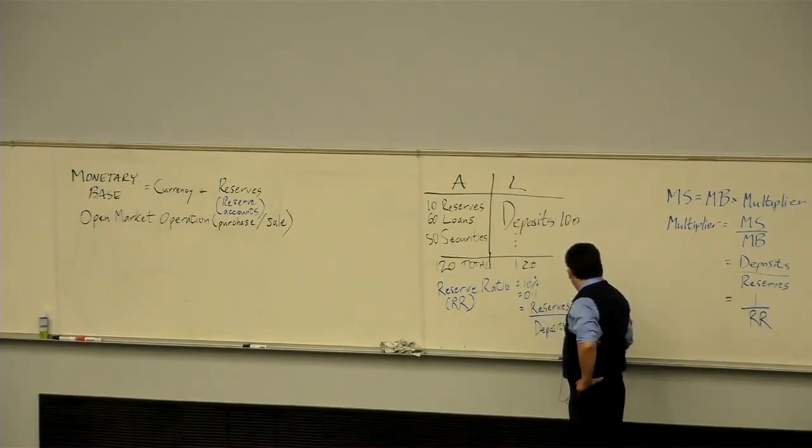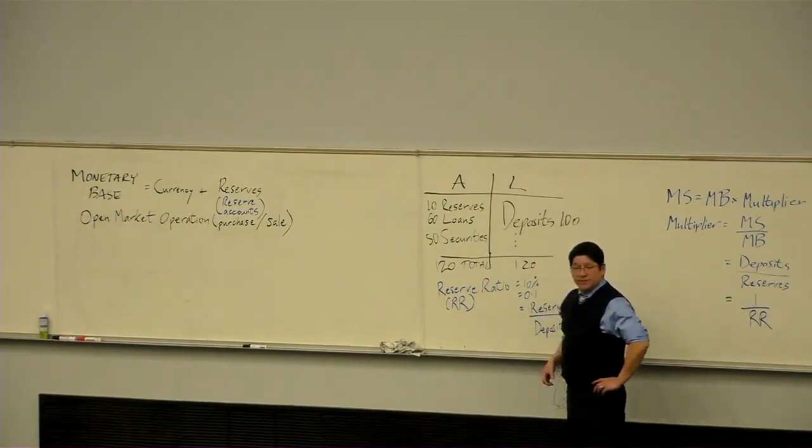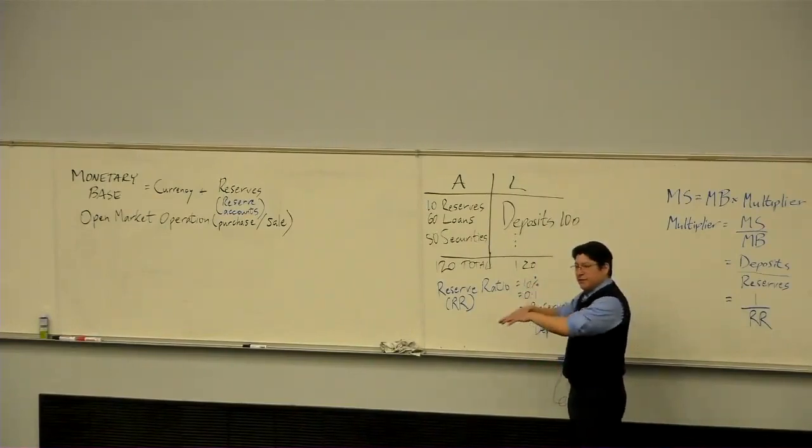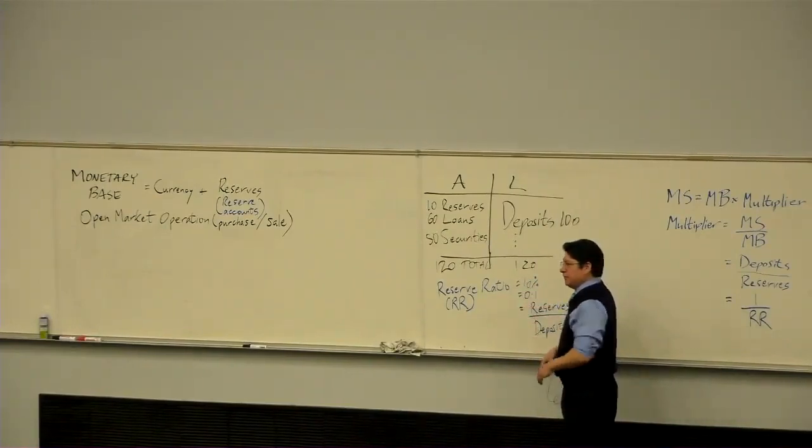Interestingly, the monetary base is sometimes referred to as M0, giving you that idea that it's even more fundamental to the monetary system than M1.